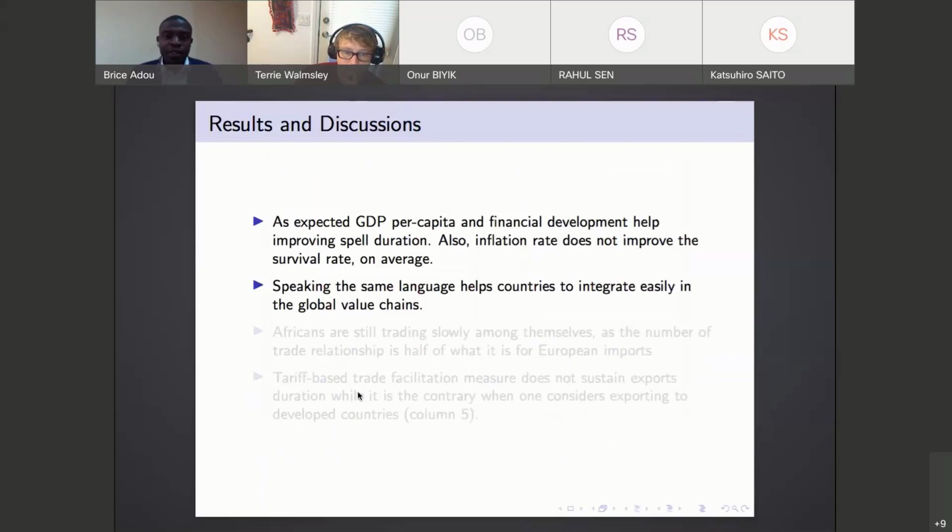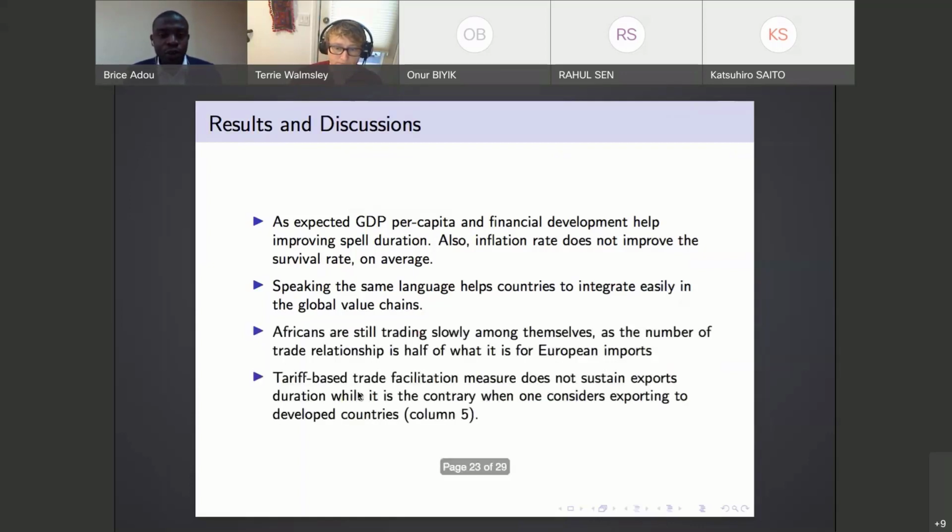So as a result, we say that speaking the same language actually helps countries to integrate easily in the global value chain. By that, we say that they can have a strong tie, if I can say that. Of course, we know that global value chain involves goods that cross borders. So as long as you share the same language, it's easy for the goods to cross many countries, and those countries add value. So they have, in the end, some kind of strong relationship in terms of trade ties.